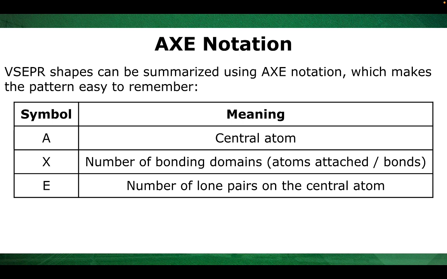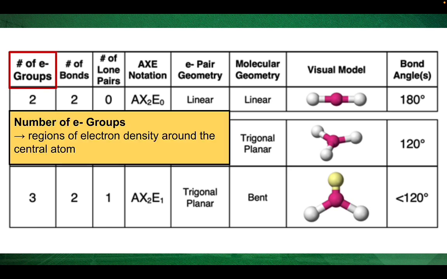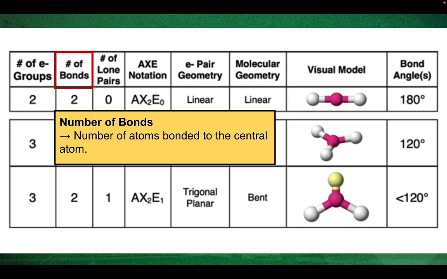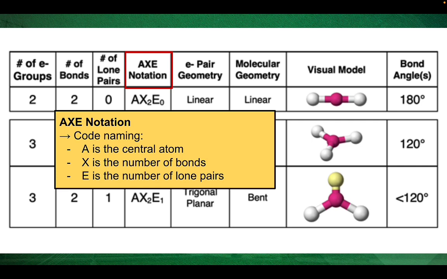Now I will present a table showing the different molecular geometries. So this is the VSEPR table. It's basically a summary of the molecular geometry. In the first column, you will see the number of electron groups. Again, this is the regions of electron density around the central atom. That's the total number. Here you will see the number of bonds. Here you will see the lone pairs. Lone pairs are unshared electron pairs sitting on the central atom. Here you will see the AXE notation.